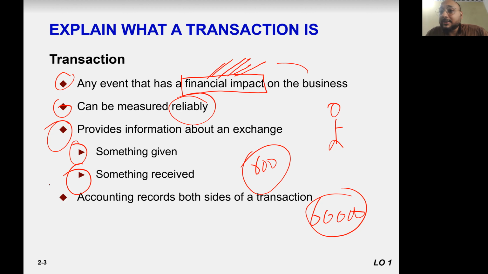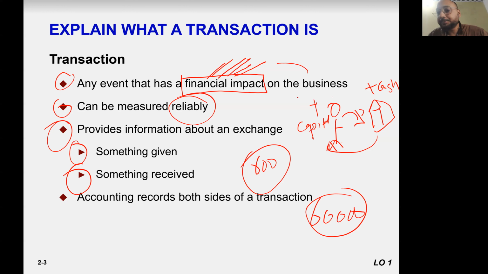If the owners invested money into the business, the business receives cash, and the owner receives shares in the business or capital in the business. So what is the give side?